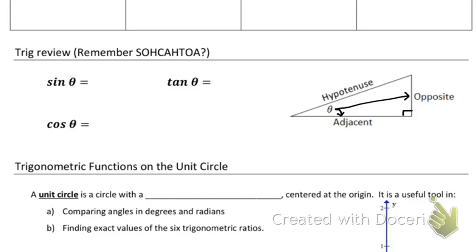So if I'm looking at theta, that is that symbol there, theta. If I'm looking at theta, the sine of that angle, or sine of theta, is going to be opposite over hypotenuse. For cosine, we're going to have adjacent over hypotenuse. And tangent is going to be opposite over adjacent, but we aren't going to be dealing with tangent today. We're just focusing on sine and cosine.